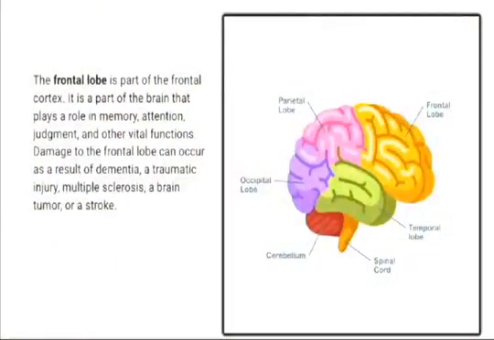So I told you in the last class that there was a judge. Actually, no, let's go to the next slide, because I want to show you a picture of the frontal lobe of the brain so you know what we're talking about here. It says the frontal lobe is a part of the frontal cortex. It's a part of the brain that plays a role in memory, attention, judgment, and other vital functions. As you can see, it's right there. It's called frontal lobe, so it's in the front, so you should be able to see it. And by the way, the front is on the right, not on the left.